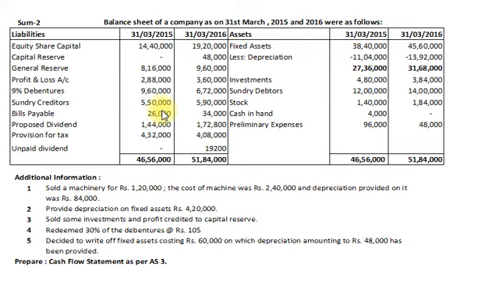Sundry creditors and bills payable will be considered in operating activities. Proposed dividend: 1,44,000 of the previous year and 1,72,800 of the current year. In the absence of any information, we assume that the opening proposed dividend, that is for the previous year, is paid, and the current year proposed dividend is proposed during the current year.